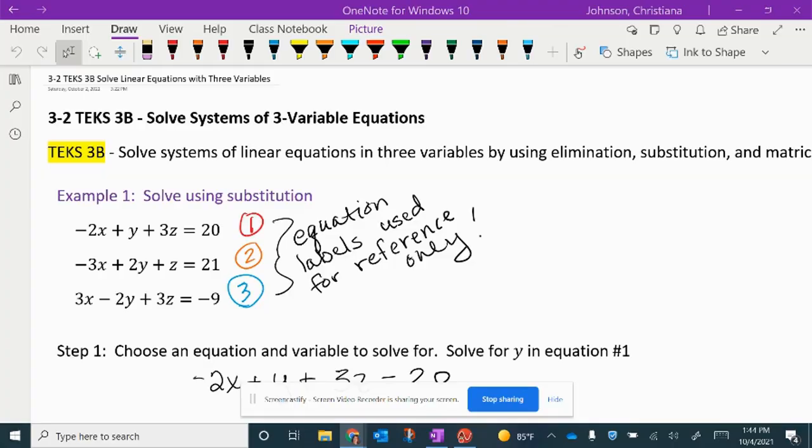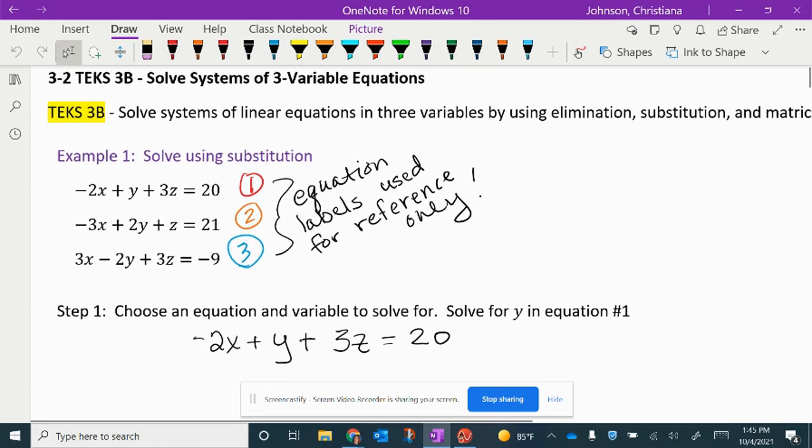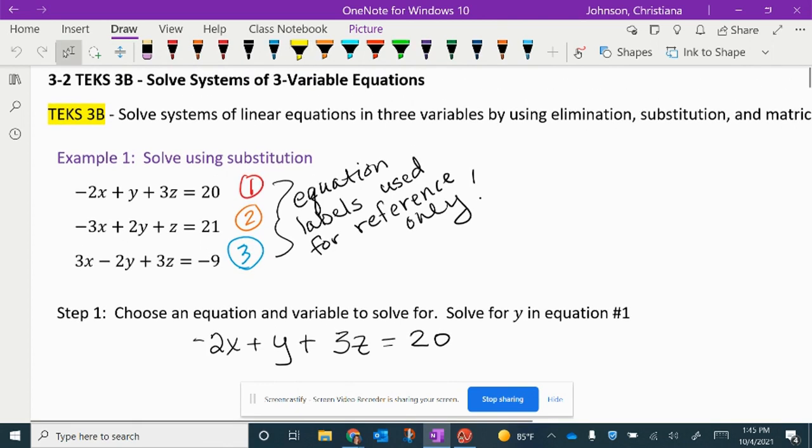Okay, this is 3-2, TEKS 3B, solving systems of linear equations with 3 variables. So again, I'm using the numbers system of 1, 2, 3 to identify the actual equation I'm looking at, not for any other purpose. There's a couple of ways we can do this. I'm going to show you the 2 harder ways, and I'm going to show you how to use it on the calculator using what's called a matrix.